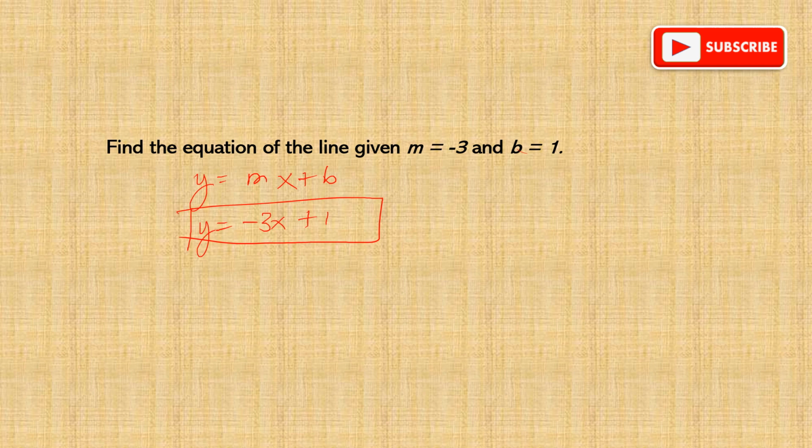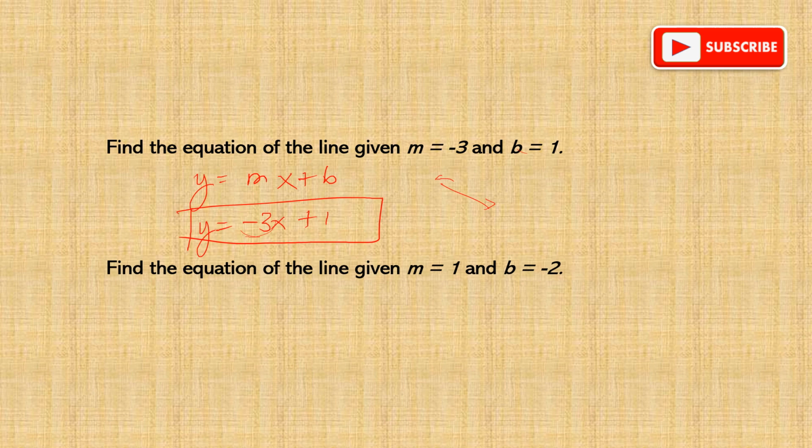Yun na. Okay, so kung ganito, y is equal to negative 3x plus 1, negative yung slope, so alam natin na decreasing yung ating slope. Diba? Na-discuss na rin natin yan dati pa sa mga previous videos natin. Find the equation of the line given the slope of negative 1 and the y-intercept is negative 2.